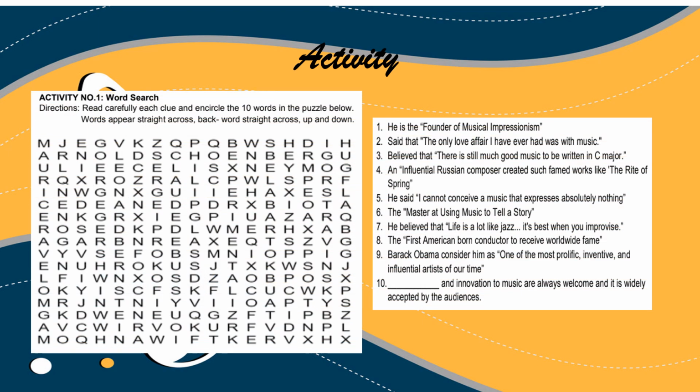Activity number 1, word search. Direction: read carefully each clue and encircle the 10 words in the puzzle below. Words appear straight across, backward, and up and down. You may use the clues on the right side of the column. You may print, or you may also write the provided activity on a clean sheet of paper, take a picture of it, and send the screenshot to your respective MAPE teacher.